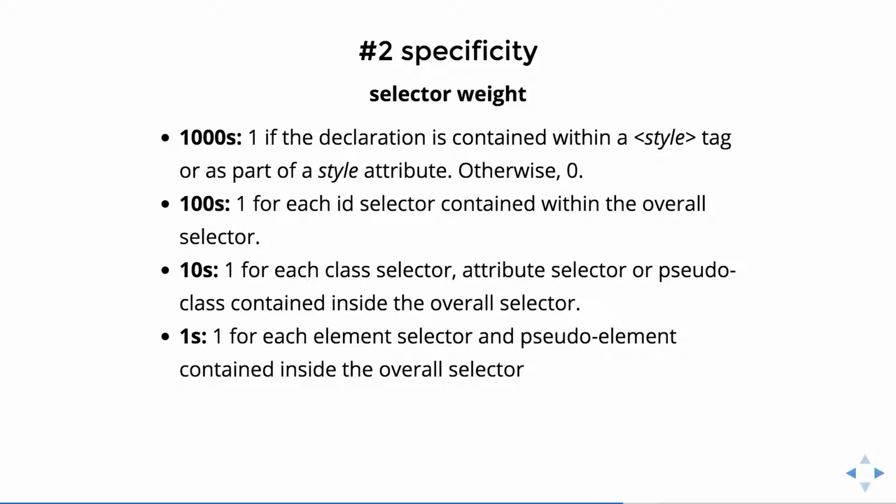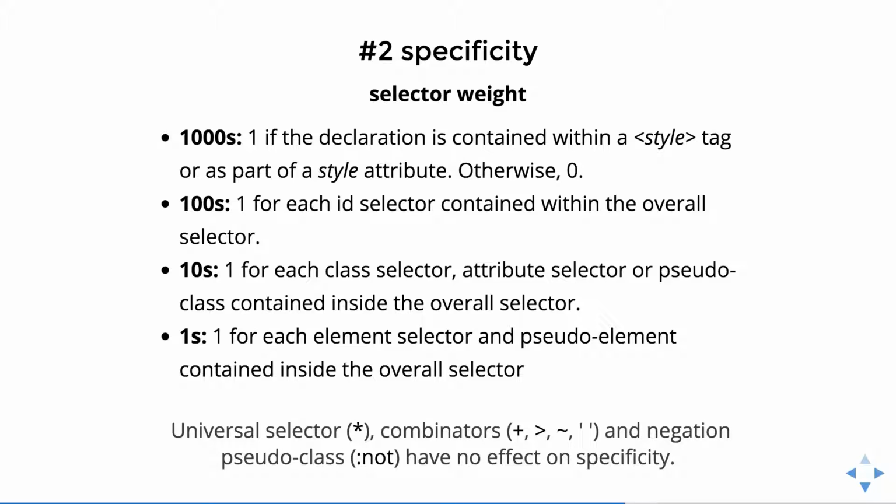Ones: for each element selector, so tag name, or pseudo-element contained in the overall selector. No matter how many of those you have, like how specifically you define the path to something, you can never beat out a selector with even just one class selector in its entire thing. Does that make sense?